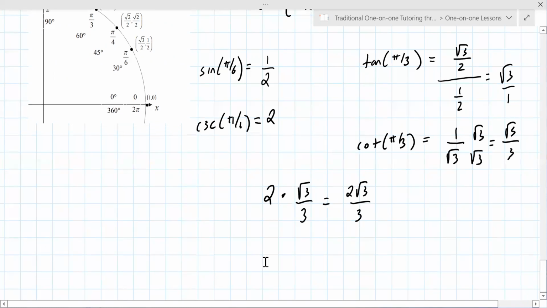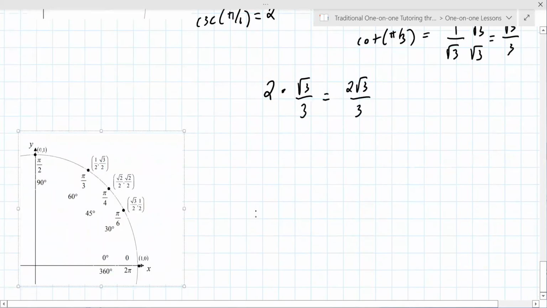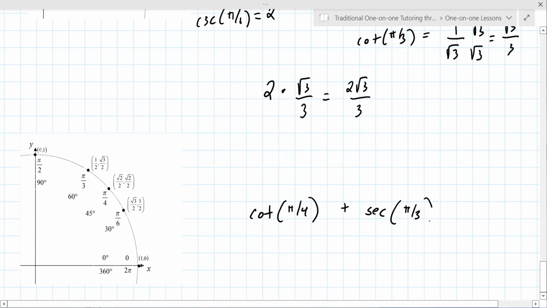Okay, so let me give you one here to try. Let's have you try the cotangent of pi over 4 plus the secant of pi over 3. Have you try that, please.